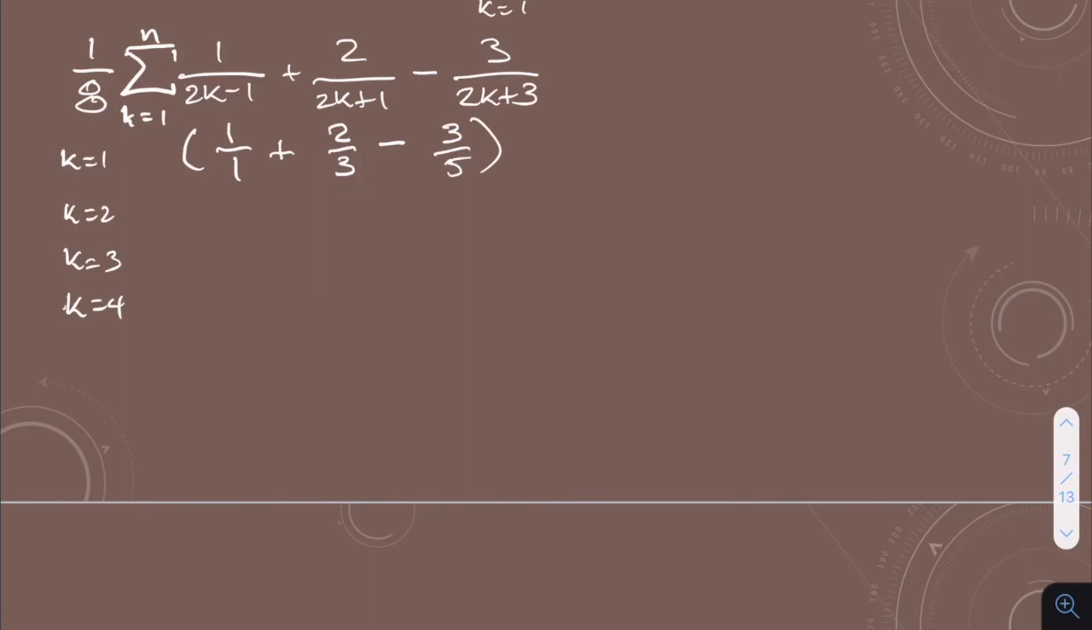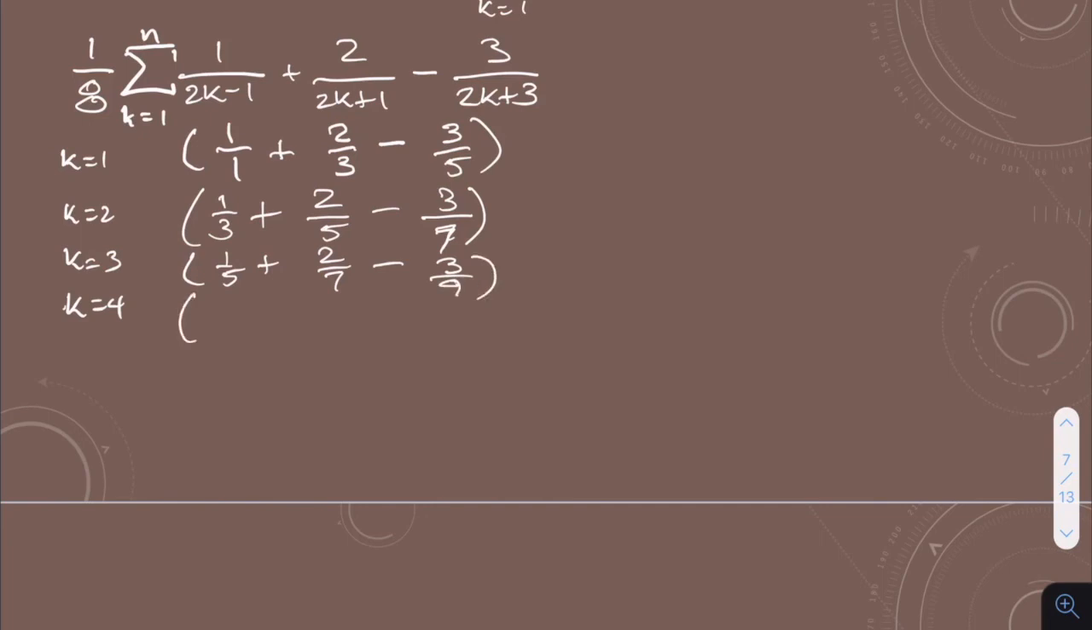The next one is going to be when k is equal to 2. So now we've got 1 over 4 minus 1, which is 3. So that's 1 over 3. And plus 2 over 4 plus 1, which is 5, minus 3 over 4 plus 3 is 7. And when k is equal to 3, we're going to have 1 over 5 plus 2 over 7 minus 3 over 9. And then finally, when k is equal to 4, we're going to end up with 1 over 7 plus 2 over 9 minus 3 over 11. Okay, that gives us some clues here.